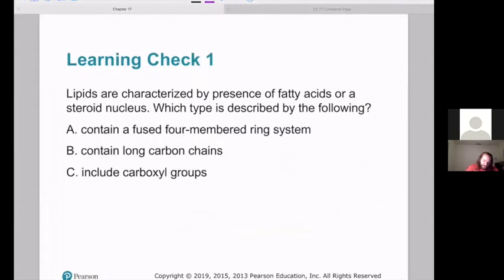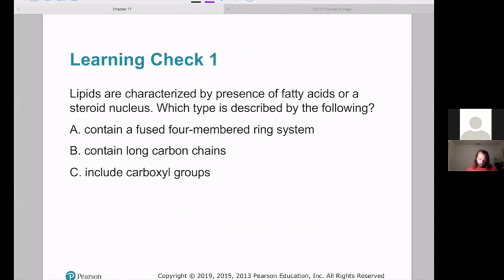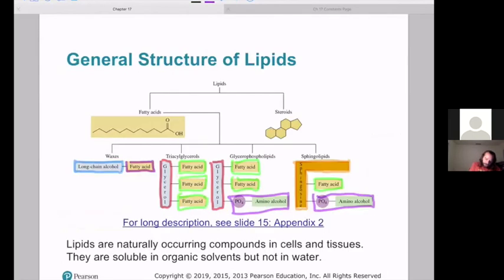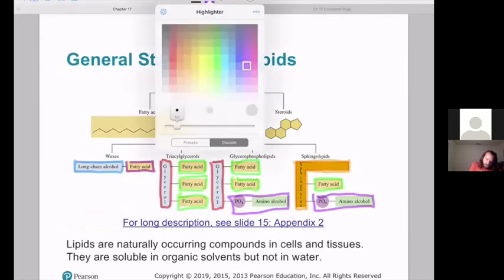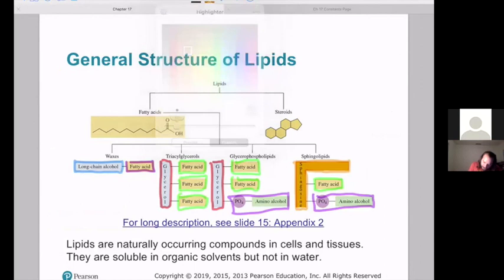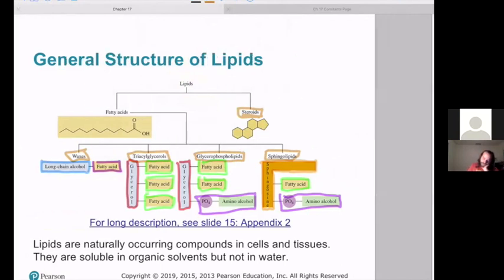Okay, so let's see if we can characterize these lipids based on their descriptions. For A, it contains a fused four-member ring system. What type of lipid would that be? Right, and these are our categories that we're choosing between. We're choosing between a steroid, a wax, a triacylglycerol, a glycerophospholipid, and a sphingolipid. Okay, if it's got that fused four-membered ring, it's going to be a steroid.